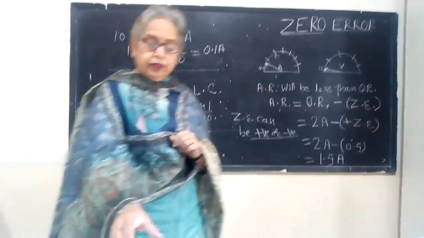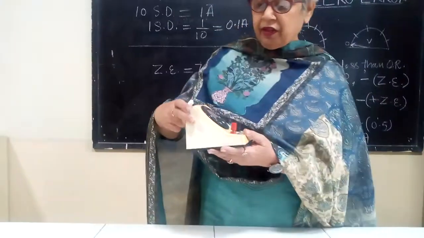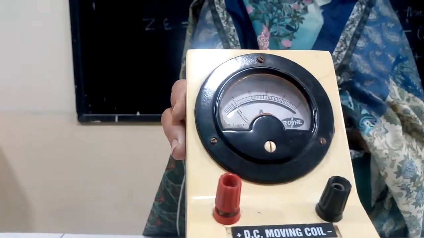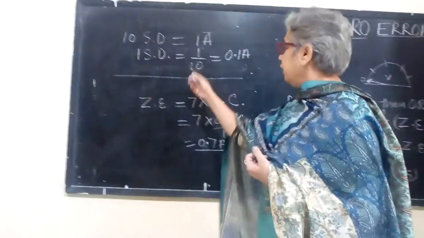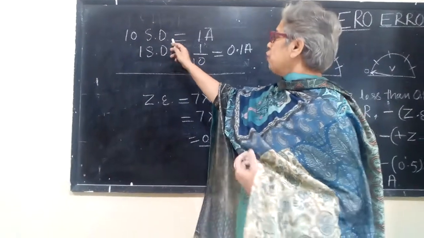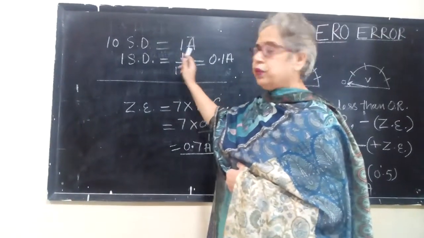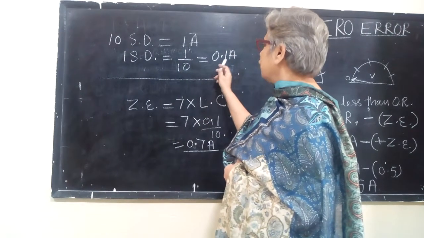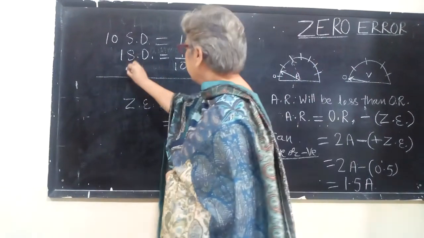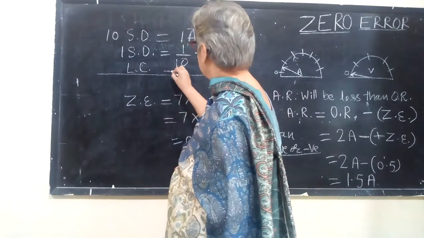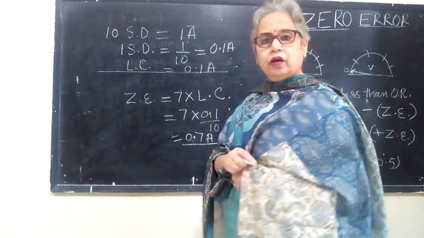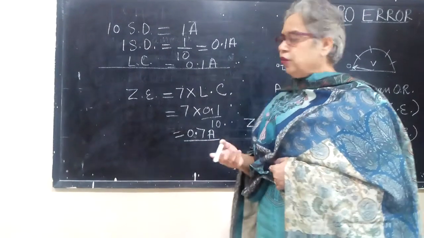Okay. Now, let us look at this device. It is having 10 small divisions equal to 1 ampere. So, first of all, I calculated the least count. 10 small divisions is equal to 1 ampere. 1 small division is equal to 1 by 10, that is 0.1 ampere. That is, the least count is equal to 0.1 ampere.